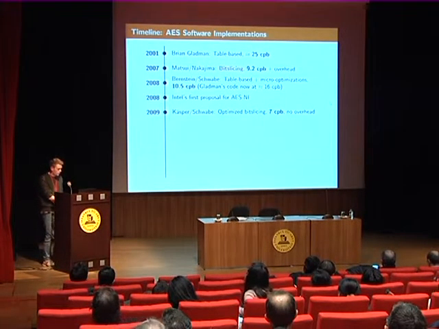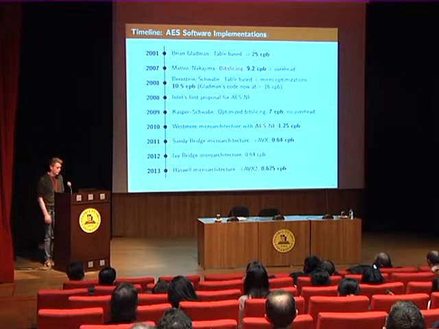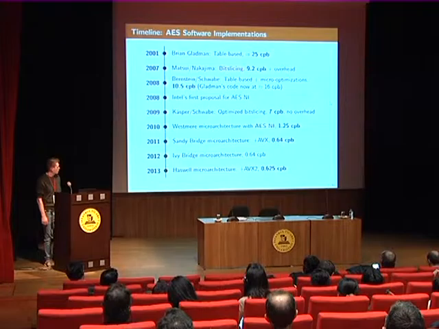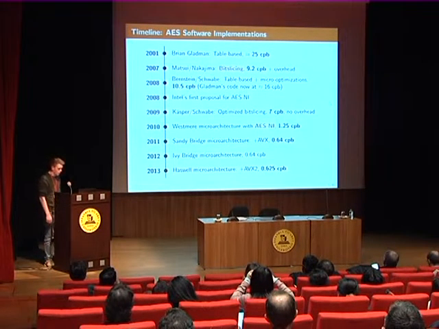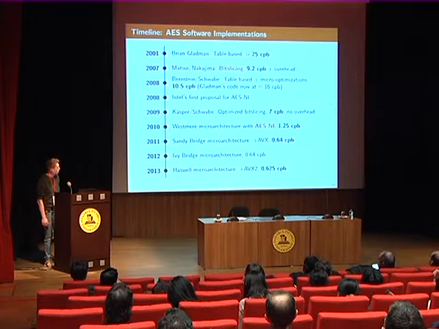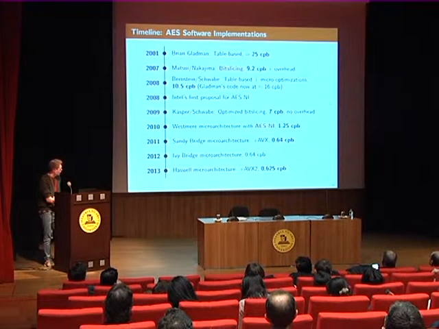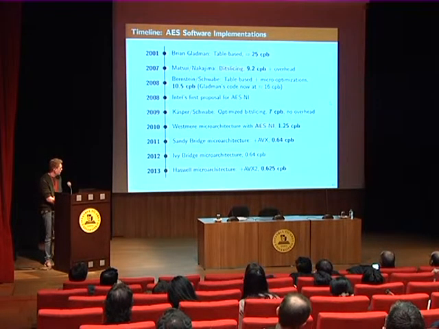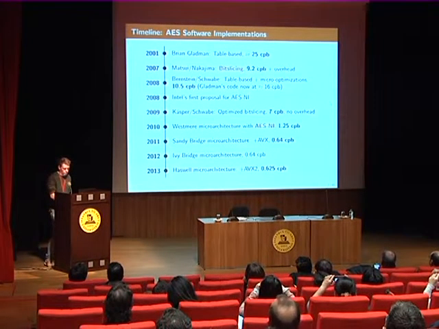Now, if we fast forward a bit, we have now seen 4 different microarchitectures from Intel implementing AES-NI, and the first one was in 2010, the Westmere. We see that it dramatically increased the performance all the way down to 1.25 cycles per byte. And now in 2013, the latest architecture, Haswell, is running AES at roughly 0.625 cycles per byte.